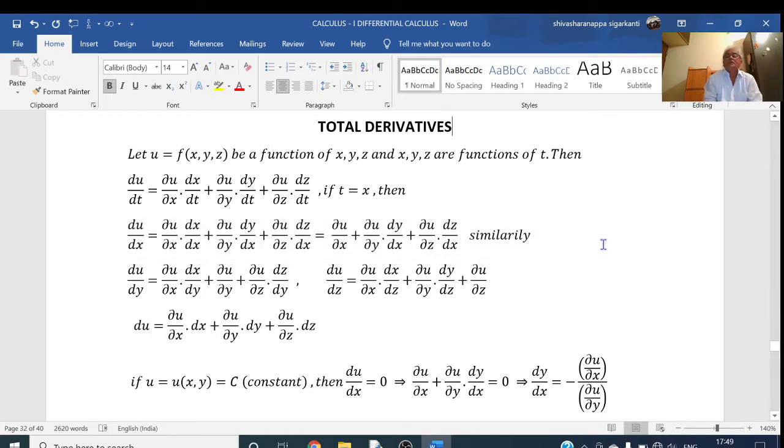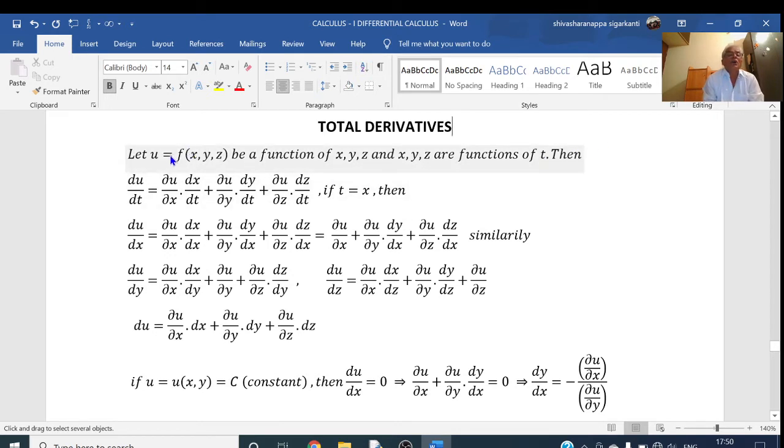Here, if u is a function of x, y, z, and these x, y, z are functions of a single variable t, then x, y, z are functions of t. Here, t is the independent variable. x, y, z are the dependent variables. And here u is a function of x, y, z. So u is a function of x, y, z and x, y, z are functions of t. Therefore, u is a function of t.